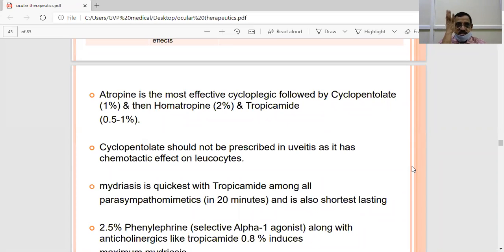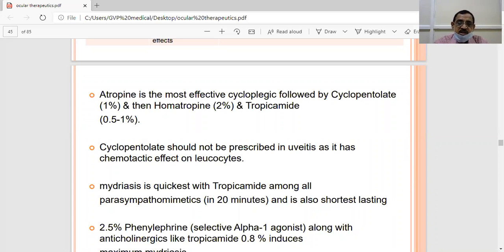Mydriasis is quickest with tropicamide as its action is faster. Among all parasympatholytics, it occurs in about 20 minutes, and it is also the shortest lasting drug. Normally in 4 to 6 hours the eye returns back to normal.